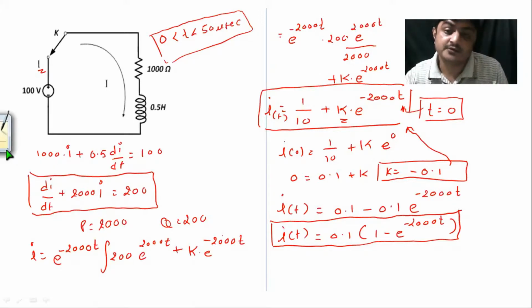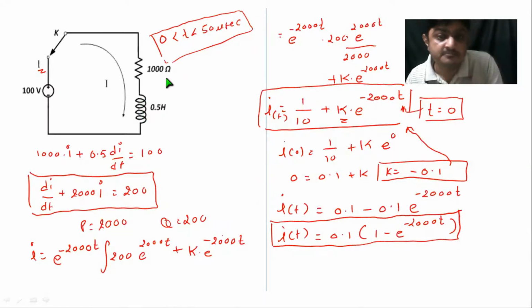Whenever you are attaining the steady state value, in that particular case you are having 100 volt and this inductor will behave as a short circuit. So 100 volt divided by 1000 ohm, your current must be equal to 0.1 ampere. Then you can say that you have attained a steady state value.